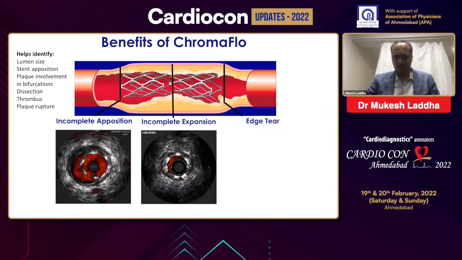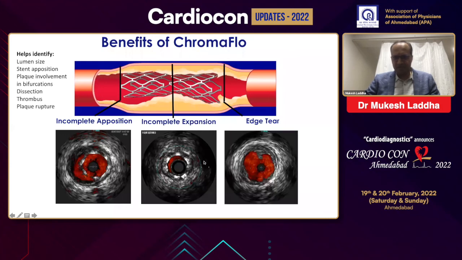This is the lumen, where you can see incomplete apposition. You see the stents are not apposed properly to the media. And after that, you can see the tear also. Here you can see that there is a tear in the vessel wall, where the blood is again leaking from that part. So these are the benefits of the ChromaFlo, where you can sometimes see hidden dissections which you can't see with your naked eye, but that technique and that image can show you.